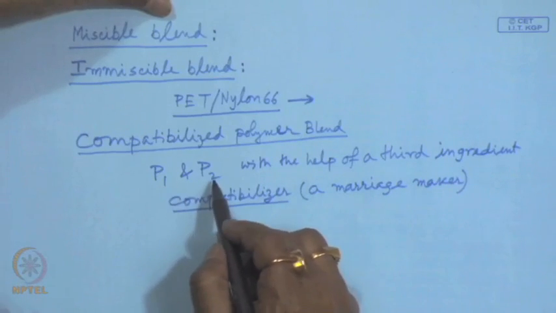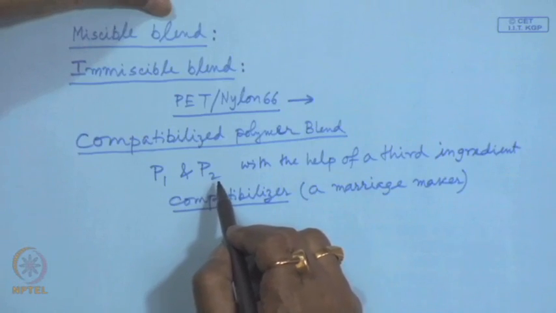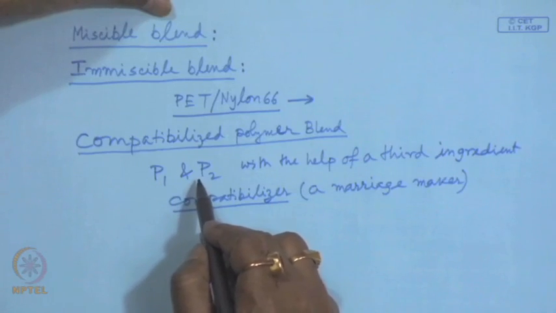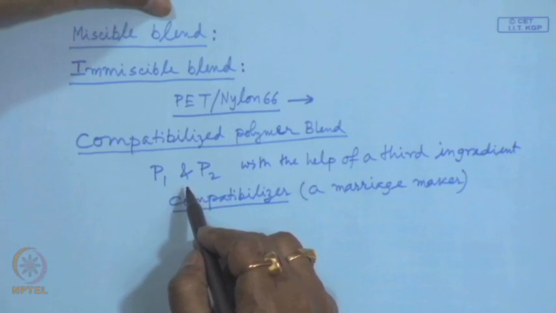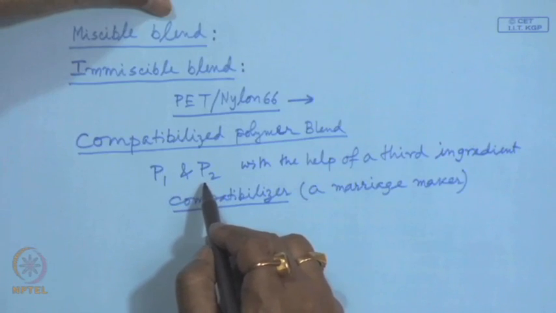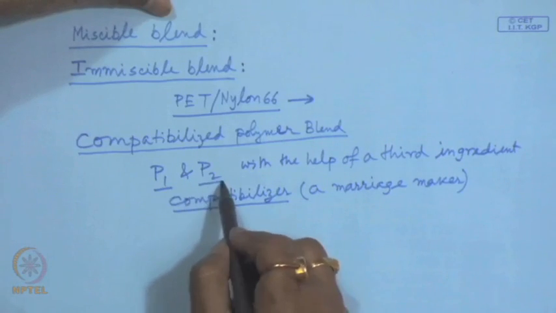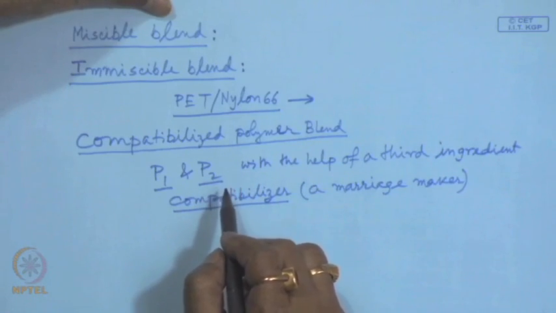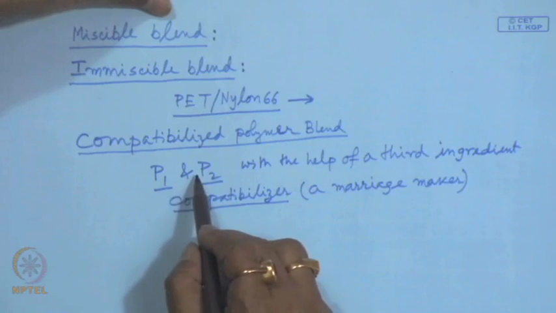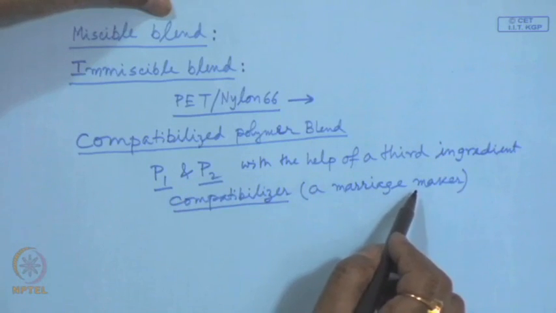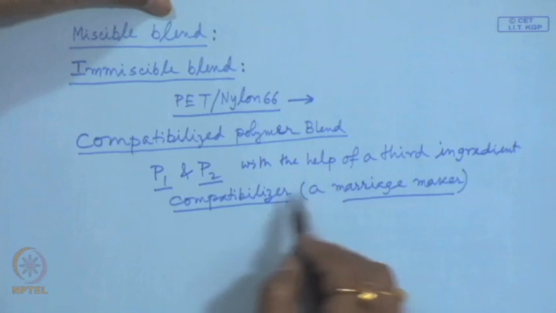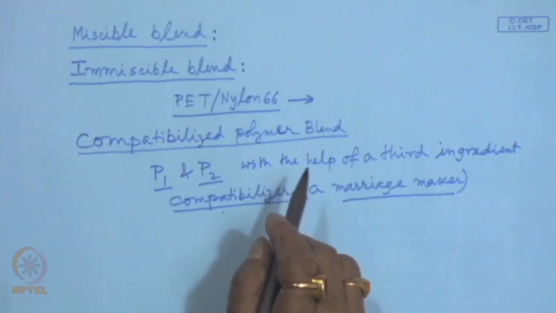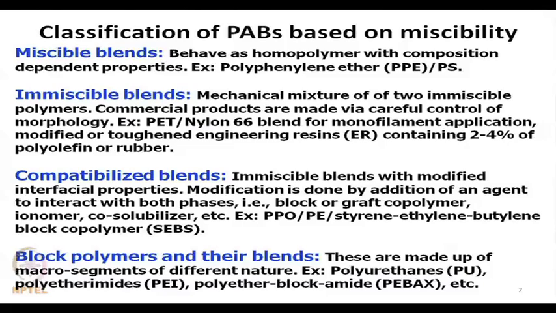That means P1 and P2 do not like to mix with each other because of the difference in their solubility parameter, their polarities and their other aspects, molecular weights, densities, and so on. These basically immiscible components can be made miscible if a third component, a third person, is brought in between them, which is known as a marriage maker. That marriage maker is known as compatibilizer. So, with the help of a compatibilizer, two immiscible polymers can be converted to a polymer blend.